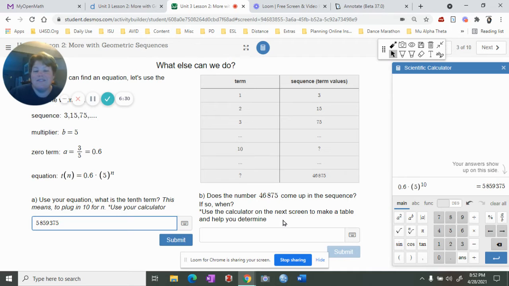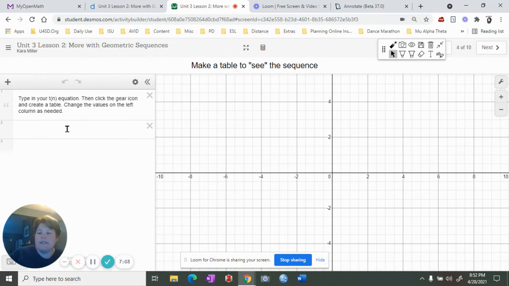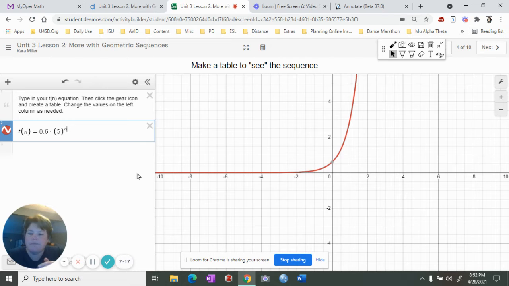Okay, now, is 46,875 a term in our sequence? Will it show up? Our hint here is to use the calculator on the next screen to make a table of values to help us determine. Okay, well, let me close this one out and let's go to the next screen. What I'm going to do is remember my formula, T of n equals 0.6 times 5 to the nth power, and I am going to type that equation here. So that's our equation.